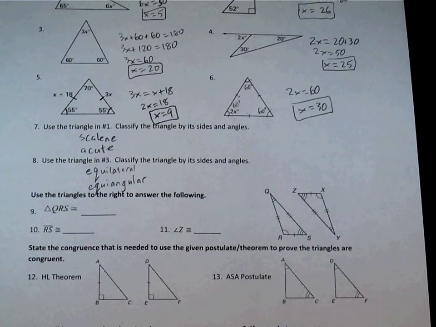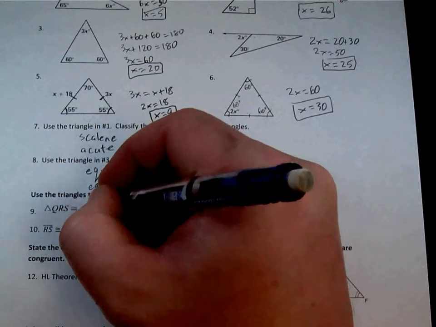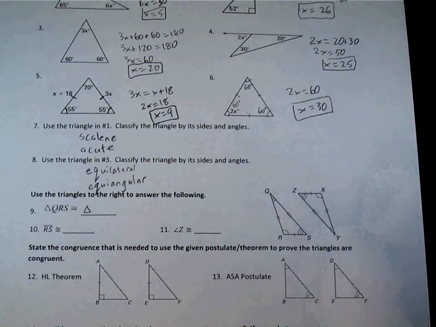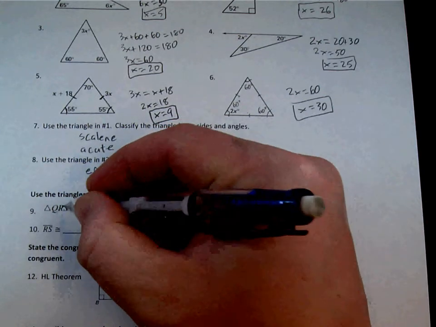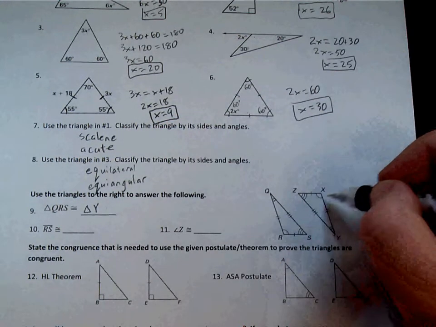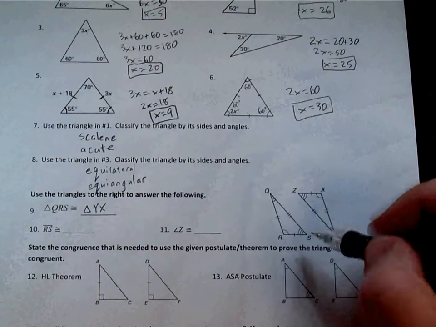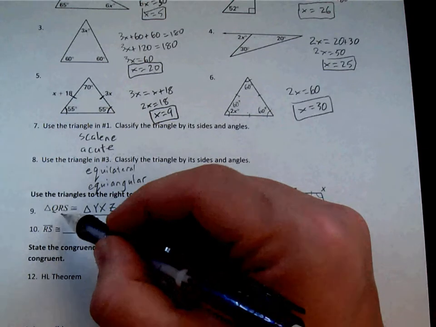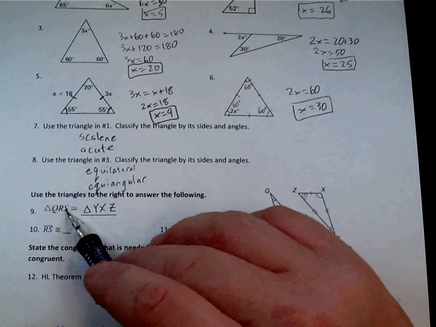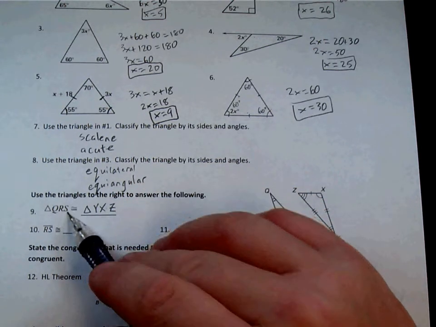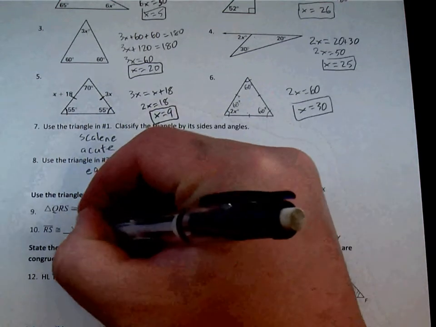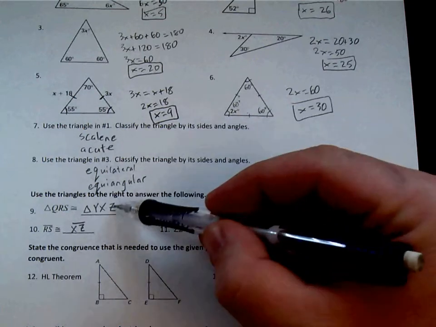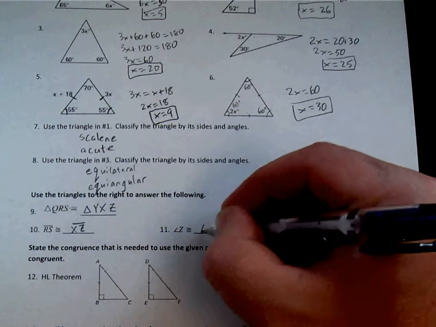Okay, number 9, we're filling in this congruence statement. So Q had double arcs, so it's going to correspond to Y, so I need to start with Y. Then I went to R, which had a single arc, so it corresponds to X. And S had triple arcs, so that corresponds to Z. Now RS, I can just use this congruent statement, I don't even need to look at the triangles. RS, that's the second, third letter, so here second, third letter is XZ. Number 11, angle Z, that's the third letter, so it corresponds to S, so angle S.